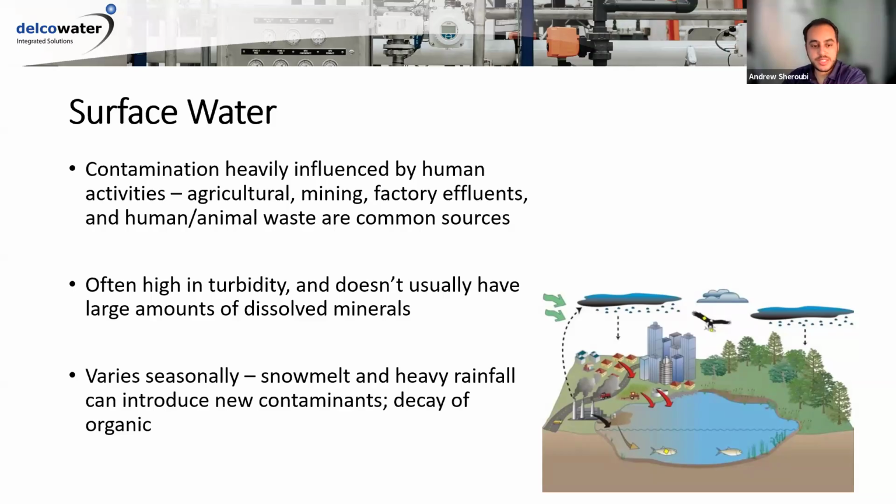What you often see is that they're high in turbidity, as a lot of you might know, but they don't have a large amount of dissolved minerals. Again, this is a big generalization. Obviously, if you're next to some mining activity or other industrial activity, you can have some of those dissolved minerals. But it's pretty characteristic that surface water sources would vary seasonally, and in places like Canada, snow melt and rainfall make a big difference in surface water quality.